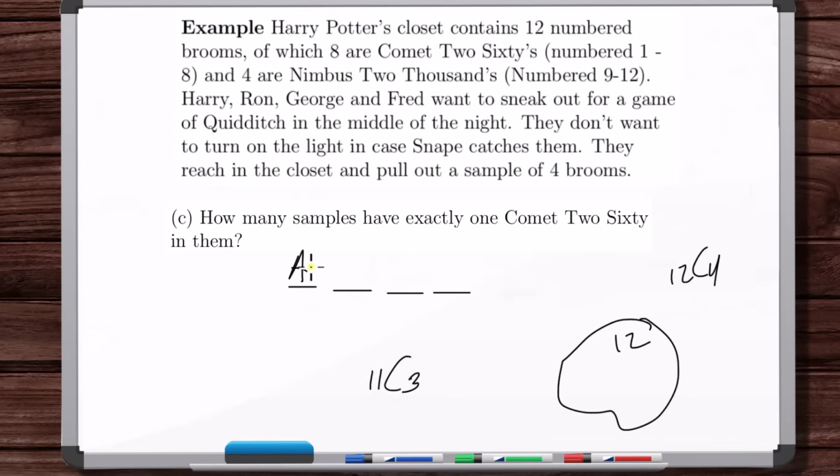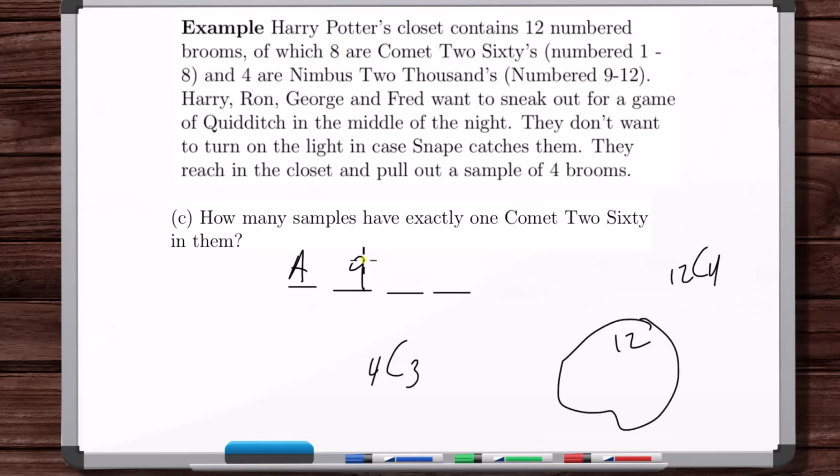Now, but do we need to divide by something, multiply by something? Because what if the A was here or here? That doesn't matter. Oh, wait, no, I'm sorry. That's not right. Okay, we chose the Comet 260. Now, for the cases where we don't choose another Comet 260, then we're picking from a group of 4 Nimbus 2000s. So it's 4 choose 3. 9, 10, 11, and 12.